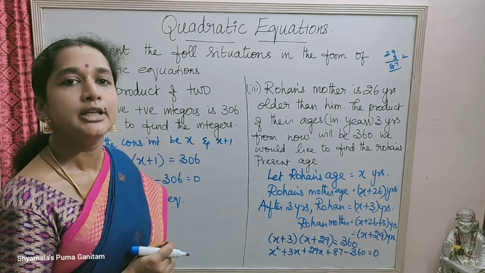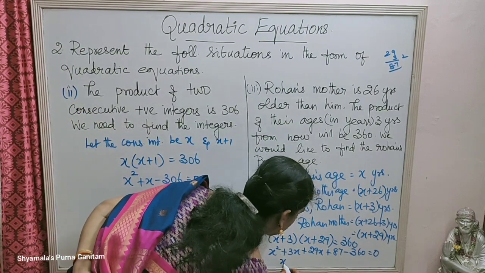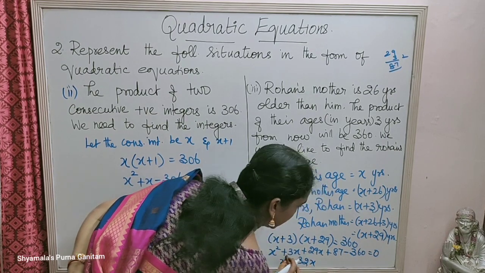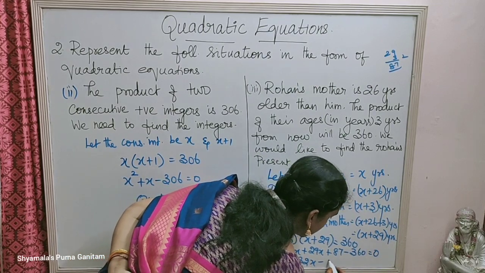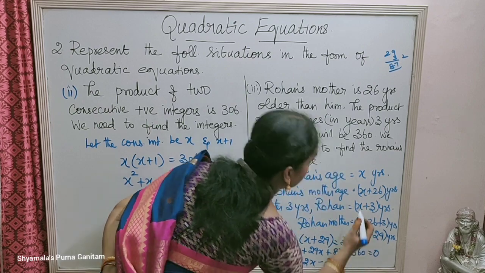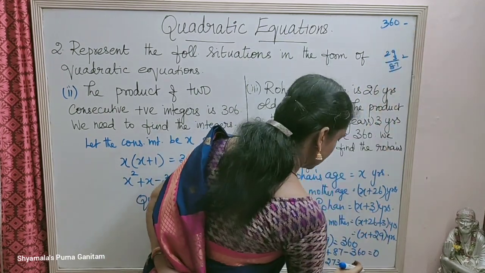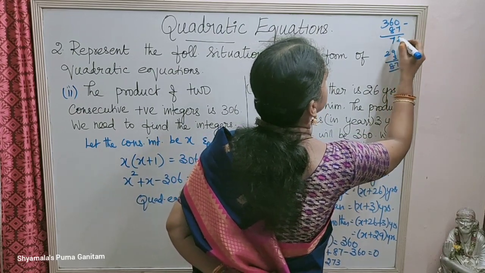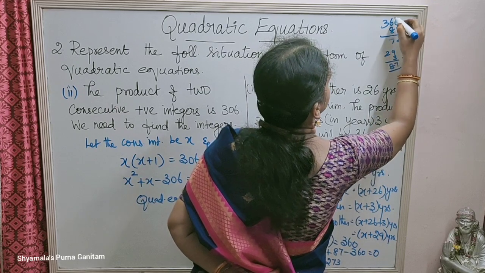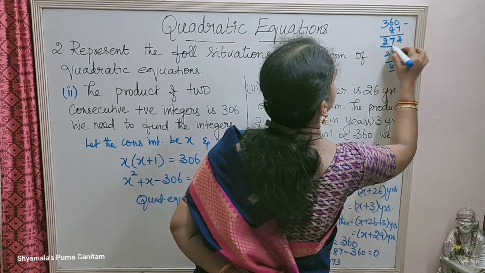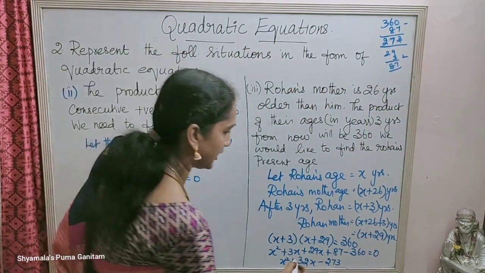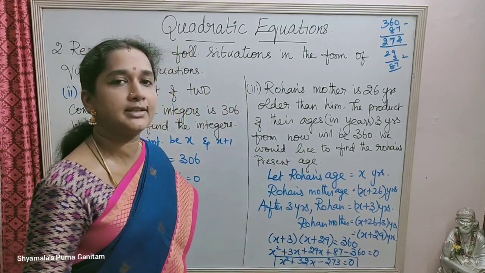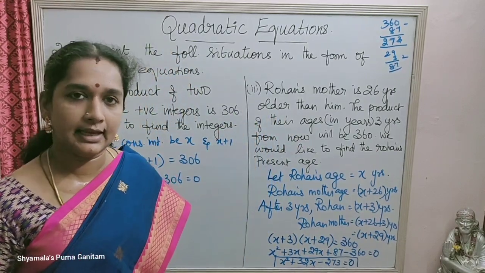So when you simplify this, that is x squared plus 32x, 29 plus 3 is 32x, minus 273. That is 360 minus 87. When you simplify this, you will get 273. So x squared plus 32x minus 273 is equal to 0. So with this one, we got a quadratic equation. When you simplify this quadratic equation, you will get Rohan's age.